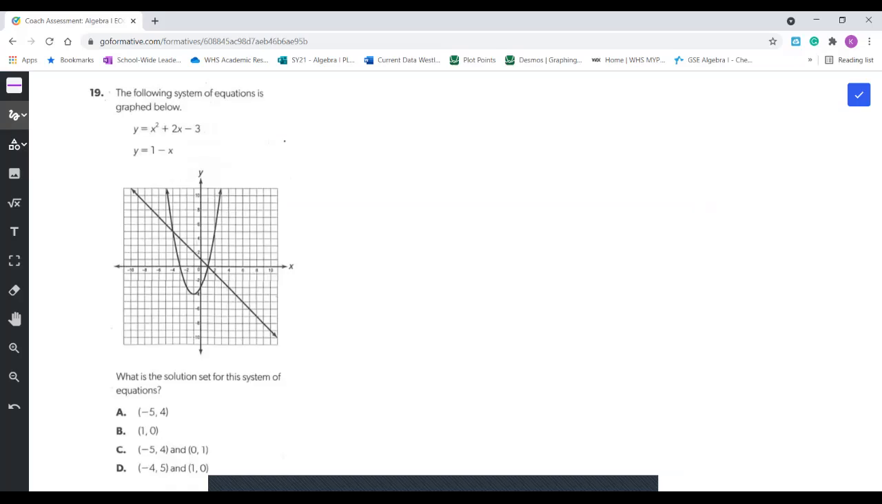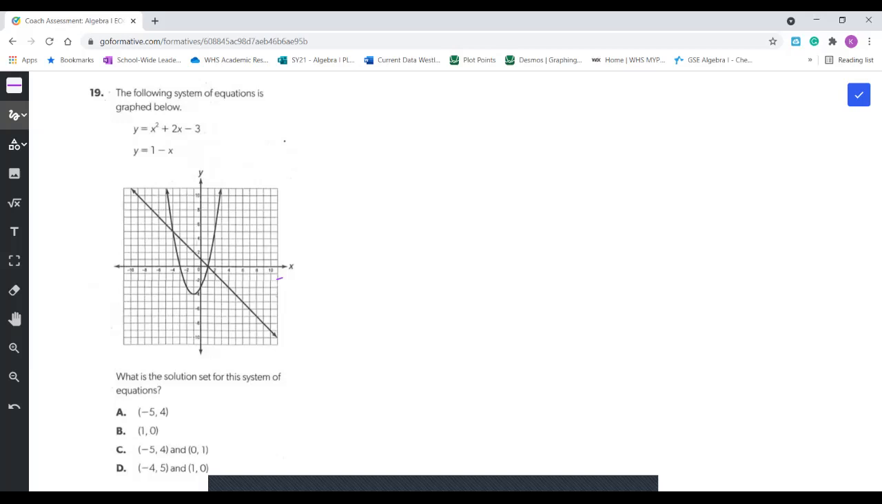Number 19. The following system of equations is graphed below. So I got a parabola and I got a line, right? Here's my parabola. Here's my line. All right. And the parabola has the equation x squared plus 2x minus 3. And the line has y equals 1 minus x. Cool. It says, what is the solution set for this system of equations?